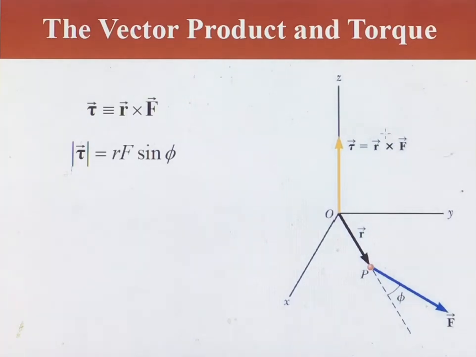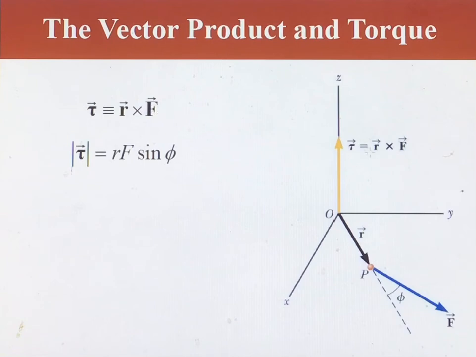All right, now let's introduce a quantity that is called the vector product and torque. So generally the torque vector can be written in this form. So the torque vector is just the cross product of the displacement vector and the force vector.